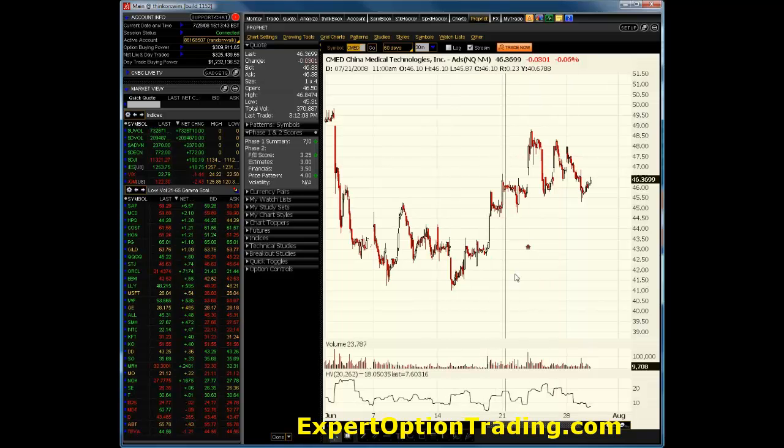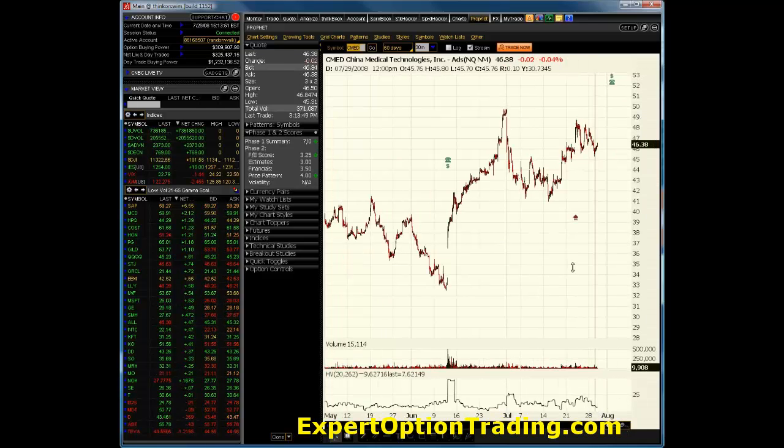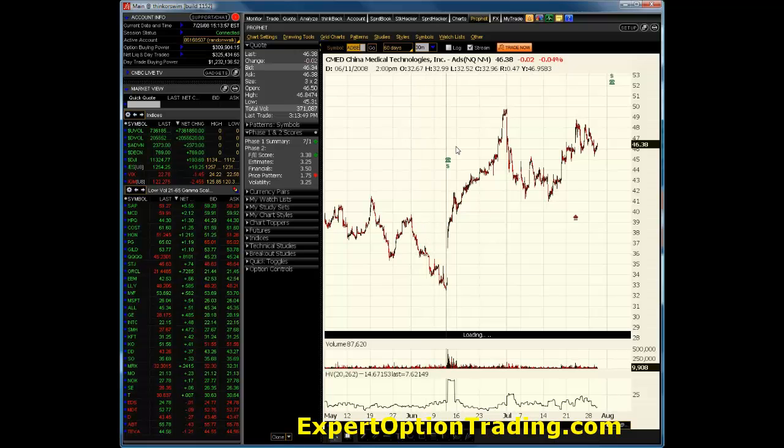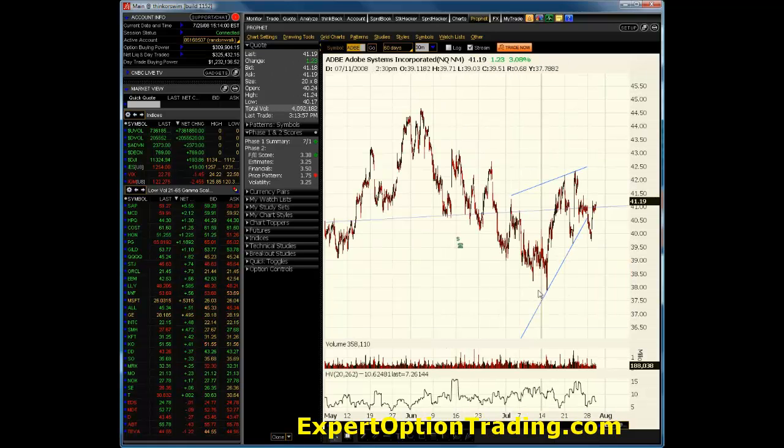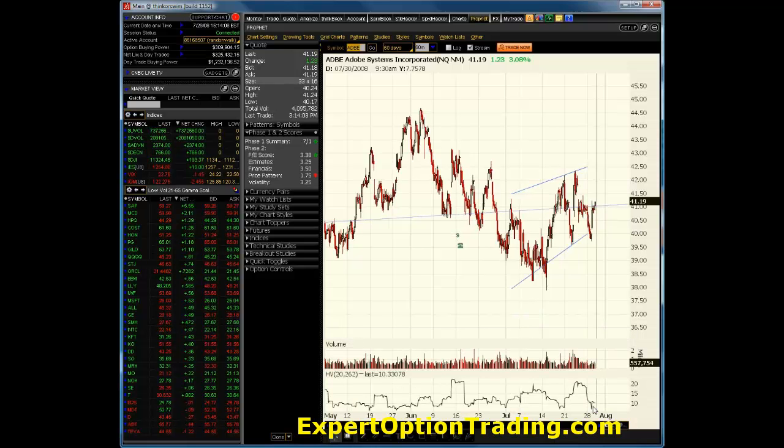But China Medical, over the past 60 days, is at the lower end of the volatility range for CMed. And if we drill down into some of these issues, even though they appear to be in the mid range on their daily charts over the last 60 days or so, on the hourly charts they seem to be close to the low end of their range. So either CMed or Adobe Systems would be a pretty good candidate to go with. And my feeling is that Adobe looks very good.